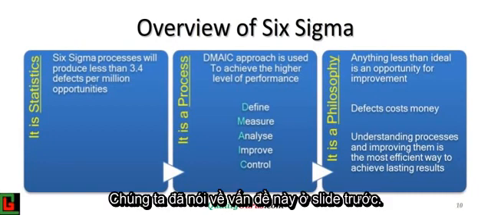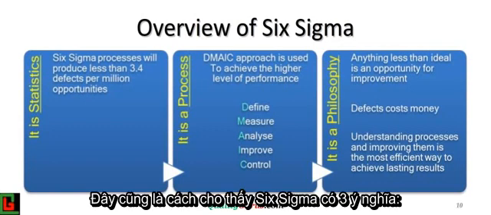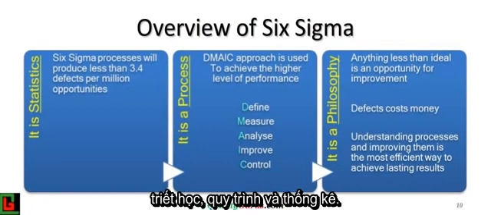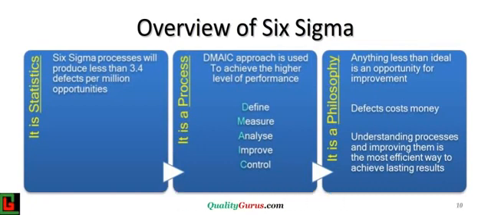We have already talked about this subject in the previous slide. This is another way of presenting the fact that Six Sigma has three different meanings: a philosophy, a process, or statistics.